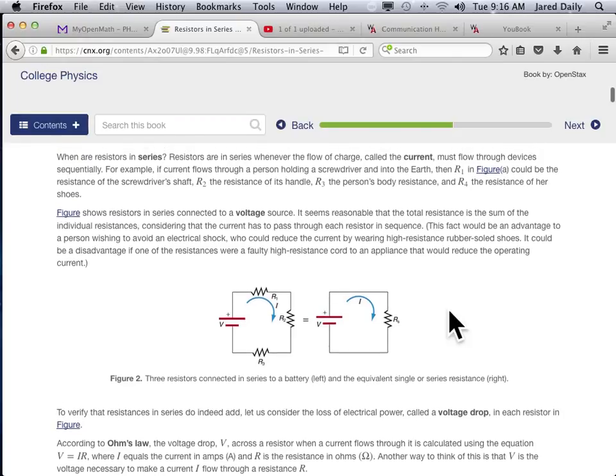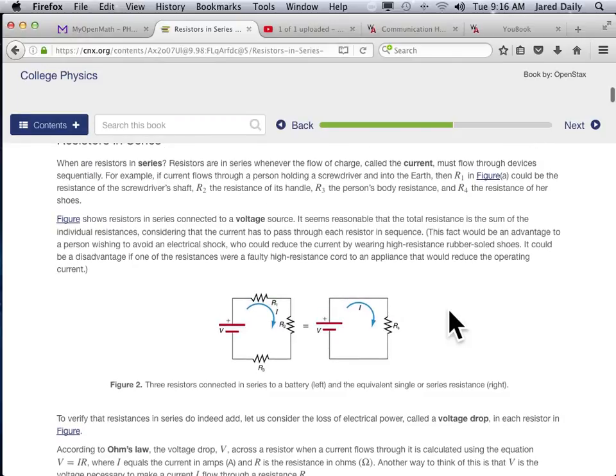So, another way to think of this is in terms of flow of charge or flow of current. How do you know resistors are in series? Well, if the flow of current must go through each resistor because there's no other path for it to go, then you know that those resistors that current must go through are in series.